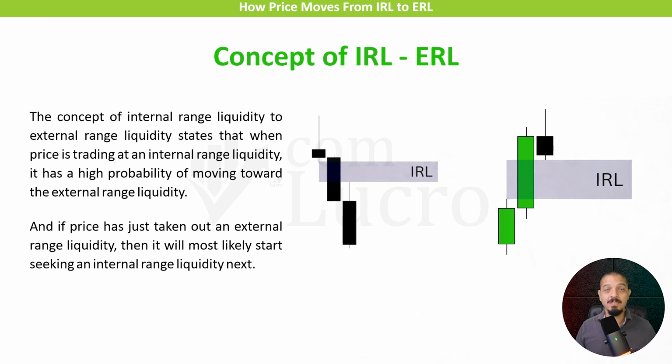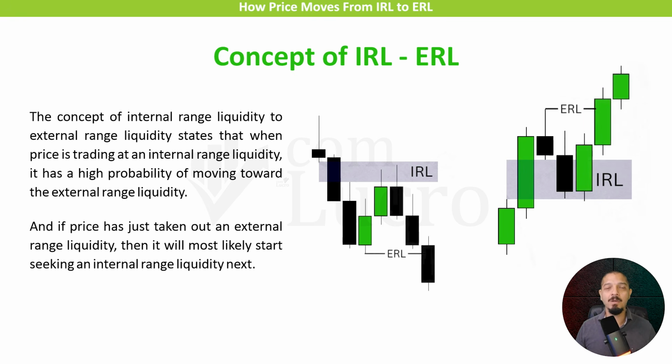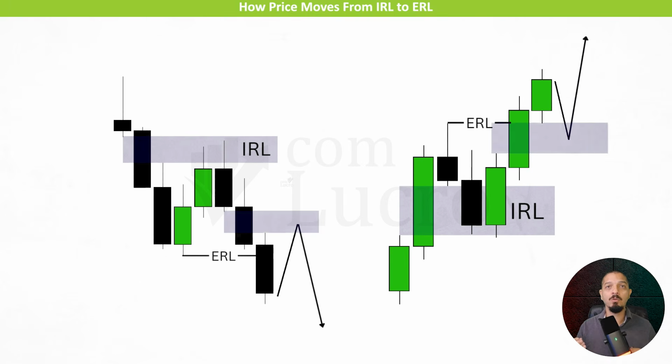Here you can see that price left behind a fair value gap, which represents our internal range liquidity. Once price returns to that area, we should start expecting the newly formed external range liquidity to get taken out. And as you can see here, price does exactly that and takes out the external range liquidity. So the next logical expectation is for price to come back into an internal range liquidity before continuing and targeting the next external range liquidity. This is how price moves most of the time when it's behaving efficiently.